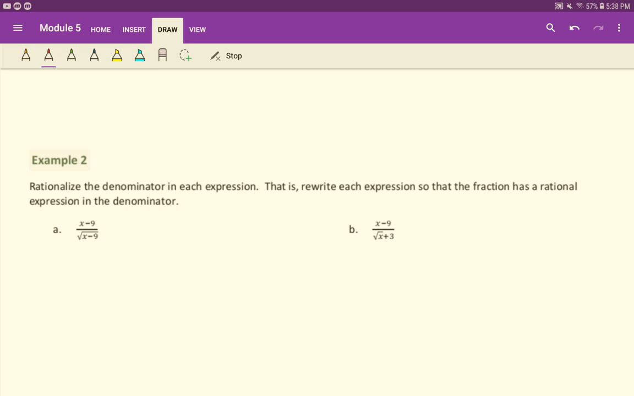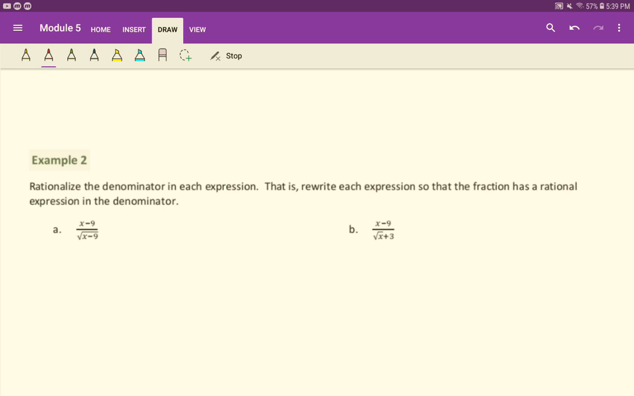Okay, another kind of turn of the corner here. In these examples, we're asked to rationalize the denominator in each expression. That means to get rid of the square root in each expression. I'll rewrite the expression so the fraction has a rational expression in the denominator. Okay, so what do we do? How do we get rid of it?